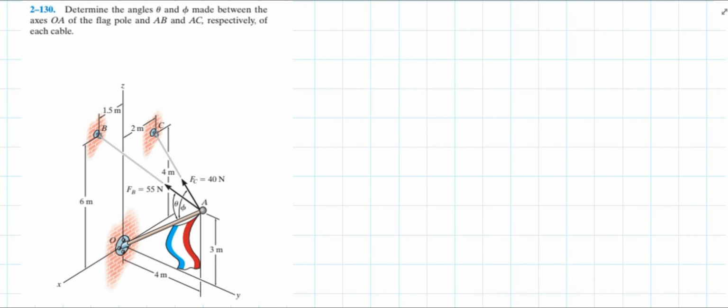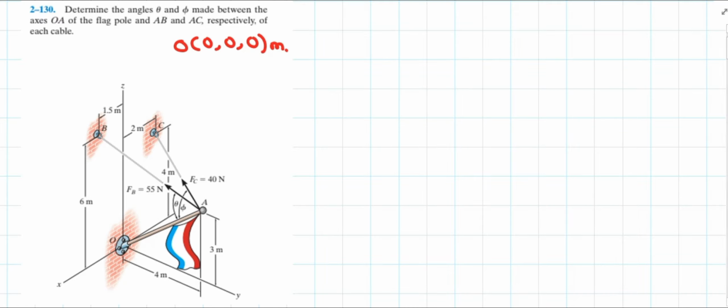So I want you all to look at the diagram very carefully. Our first step is to write down the locations of every single point present in our diagram. So let's start from the point O. The point O basically lies on the origin, so the location of point O can be written as O (0, 0, 0) meter. This is the location of point O.